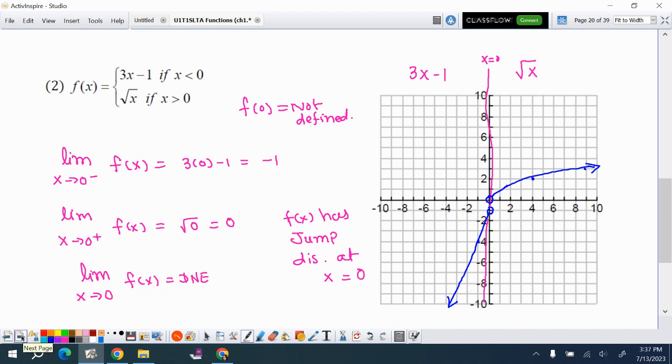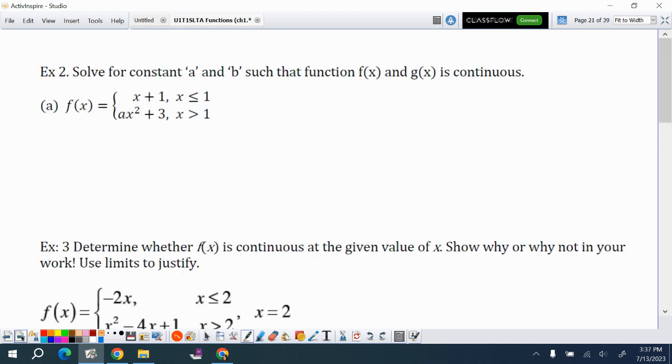Let's take a look at some more examples. It's a different way to do them. Okay, so here is a slightly different approach. Solve for a and b such that the function is continuous. You want to make a continuous function. So first of all, you have to make sure the function is defined. So what is f of 1? f of 1 is 1 plus 1, 2.